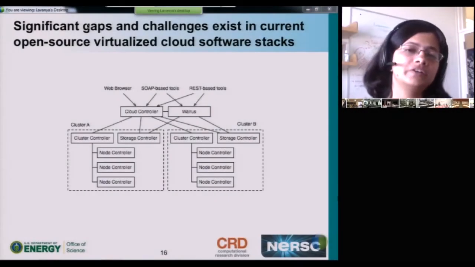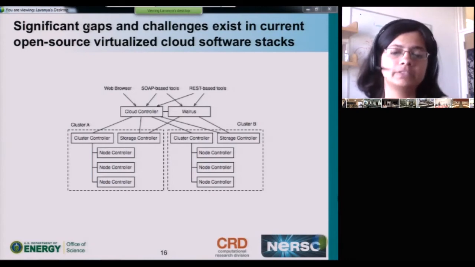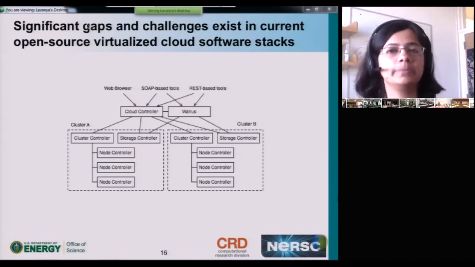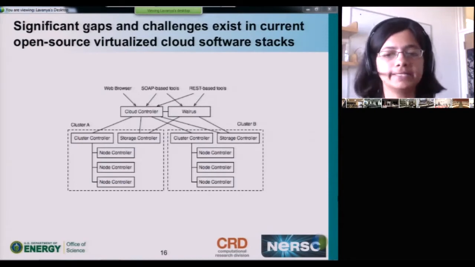The same experience, sort of looking at STAR from the NERSC point of view, which runs a bunch of these production systems, was we did a fairly intense study on Eucalyptus, and Argonne did the same on OpenStack. And we identified significant gaps and challenges in current open source virtualized cloud software stacks as you scaled up. It works really well when you're doing a few dozen virtual machines, but you start running into all kinds of issues as you go to higher scales.